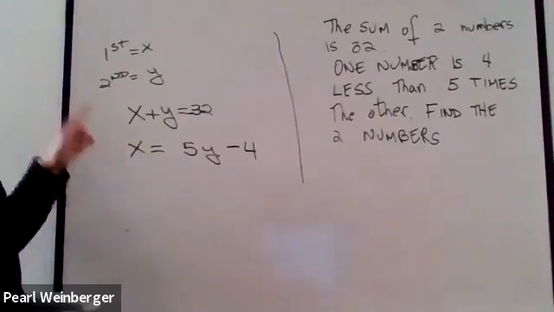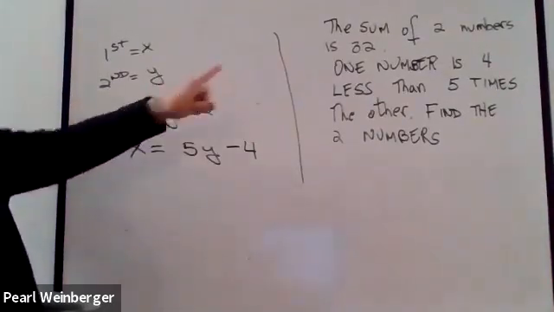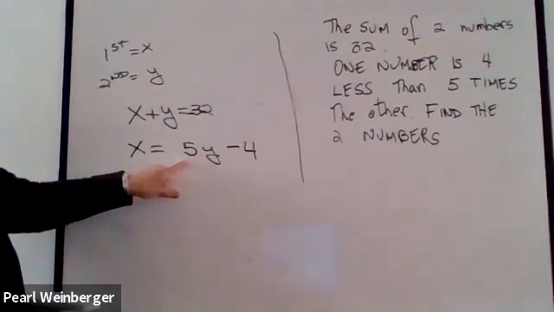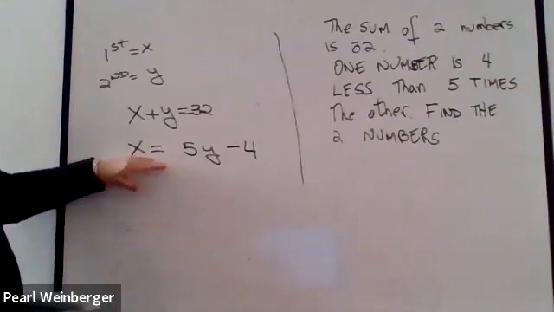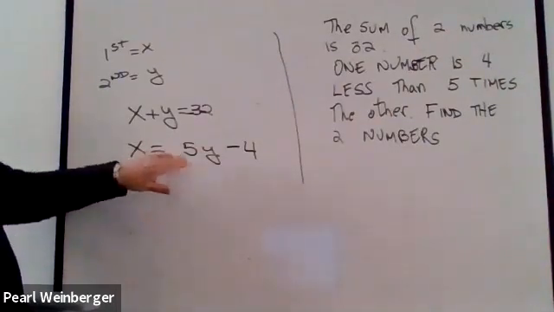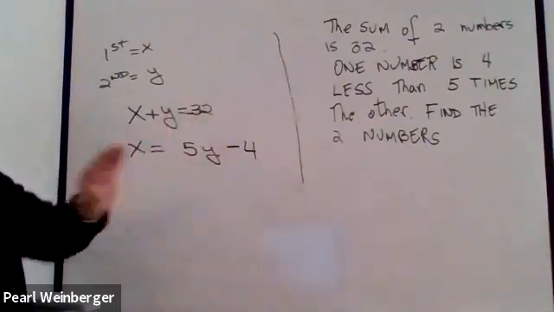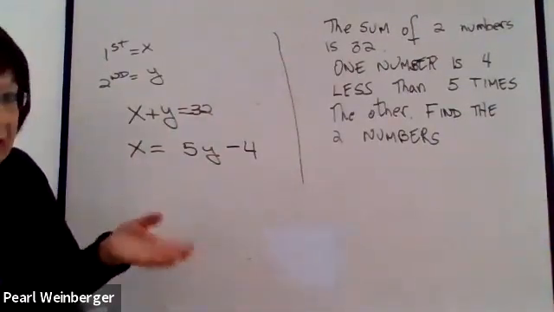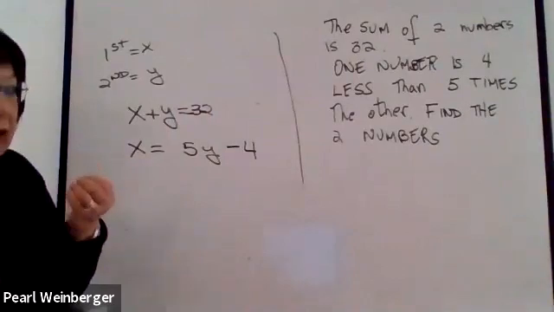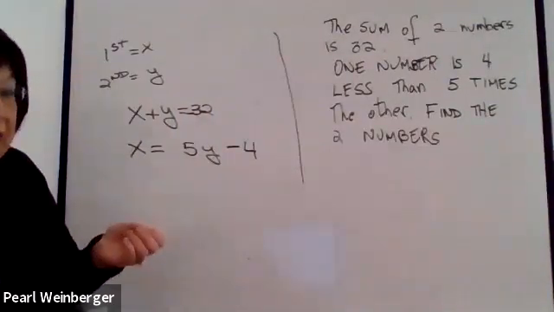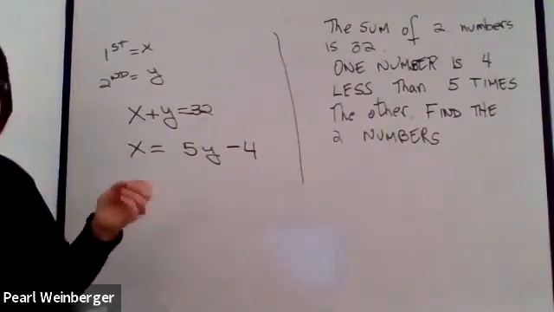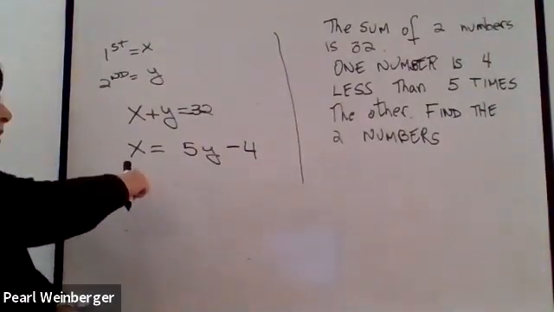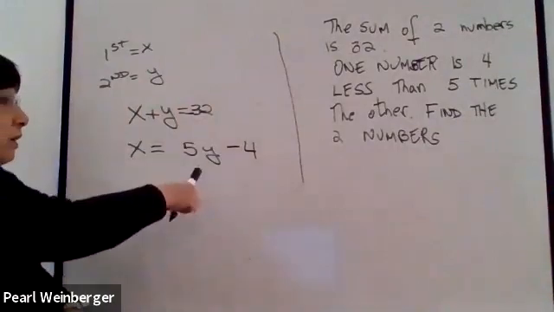So the second equation, one number is 4 less than 5 times the other, becomes X equals 5Y minus 4. The only thing you have to be really careful about is when it says less than, that you subtract it at the end. Don't put it at the beginning. Don't put the 4 first. It's the 4 that's being subtracted. It goes at the end. Now we can solve the system of equations.